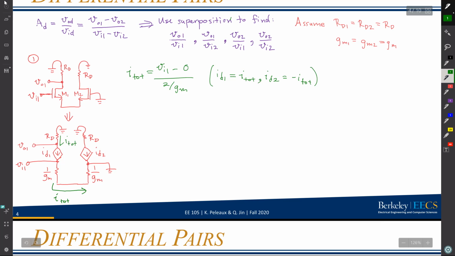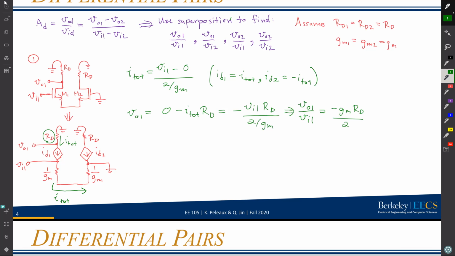And so to figure out the voltage VO1, I can again just use Ohm's law using this RD here. I can say that VO1 is equal to 0 minus the total current times RD. If I plug in that I total that I found, then the output voltage at the drain of M1 is equal to negative VI1 times RD divided by 2 over GM. I'll rearrange this to get my first gain term, VO1 over VI1, which is negative GM RD over 2.